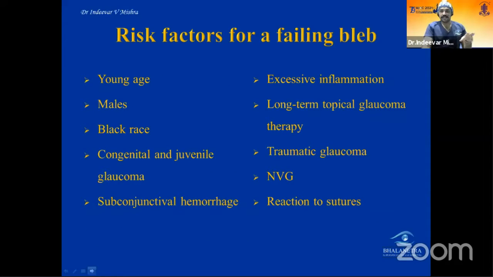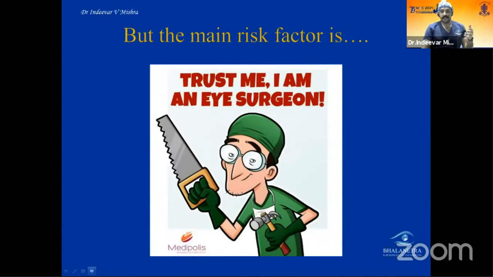The risk factors of a failing bleb, we have all studied during our post-graduation times. I don't need to go over this, but anyone who is young, males, the black race, of course, we won't come across that much in India, but congenital and juvenile glaucoma, subconjunctival hemorrhage, excessive hemorrhages, excessive inflammation, these all can lead to an early failure. But the main risk factor will always remain the surgeon.